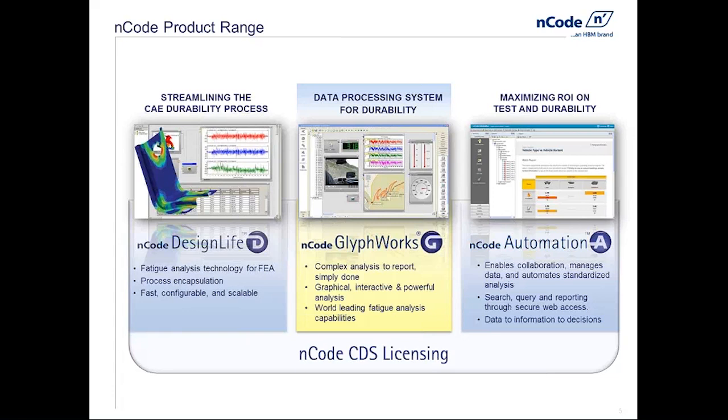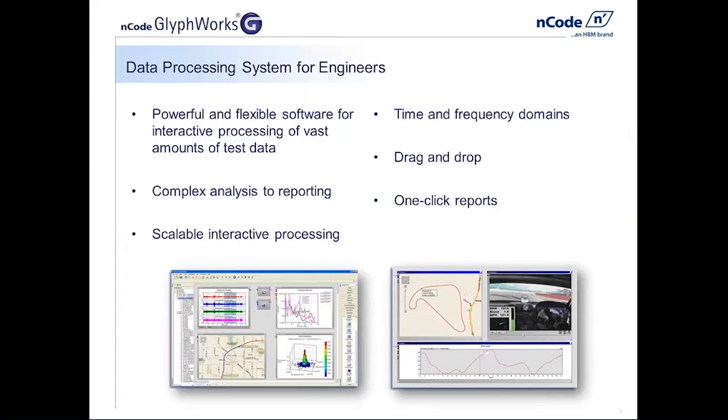Our third product is called Automation, and it serves as a database for managing and storing large amounts of test data. The unique feature about Automation, however, is that this software I'm talking about called GlyphWorks lives underneath it and can automatically process data as it's uploaded to the Automation server. Since our focus today will be GlyphWorks, I'm going to dive a little bit deeper into its capabilities.